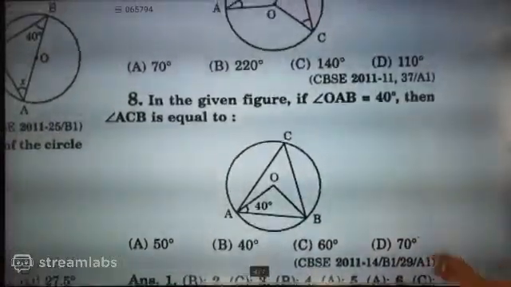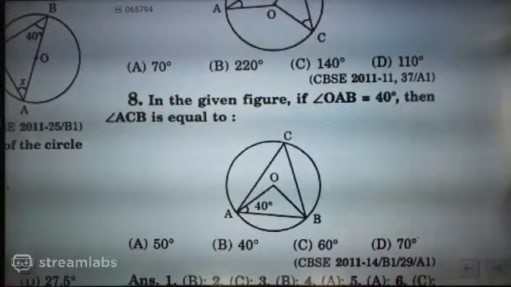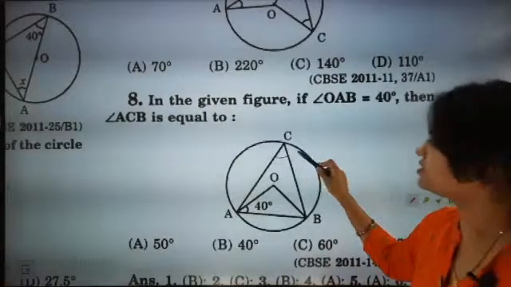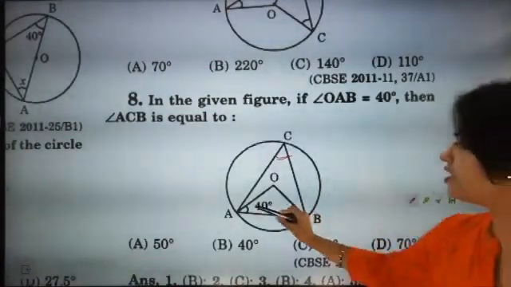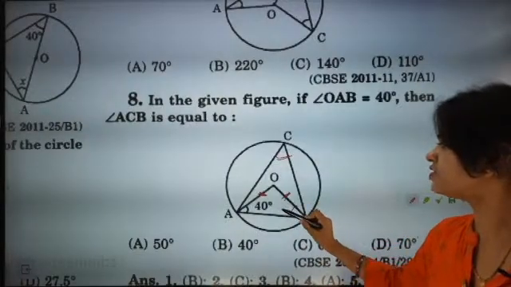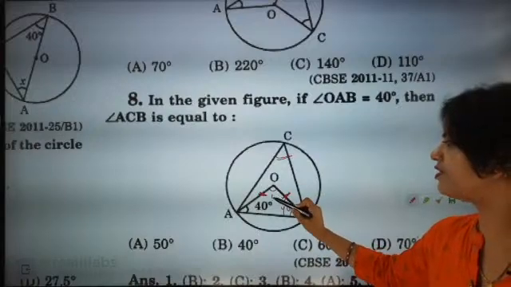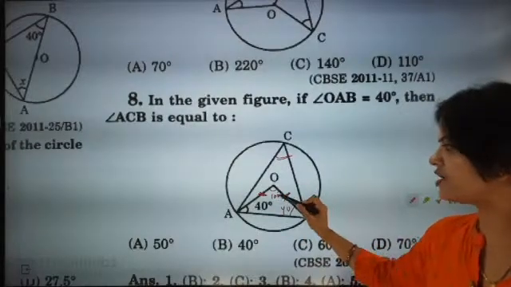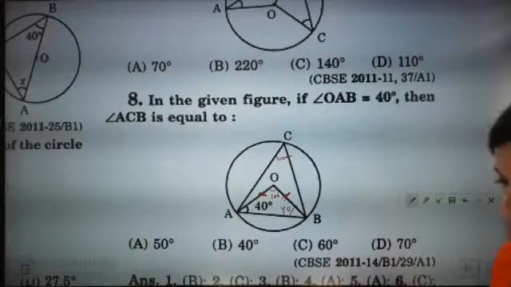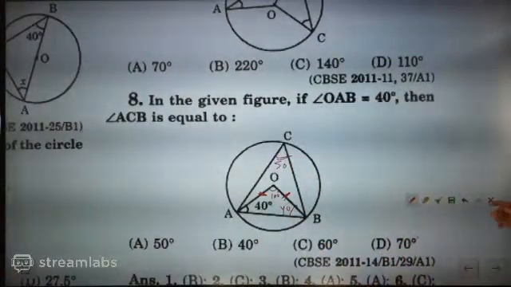Now go for this question. In the given figure, angle OAB is equal to 40 degrees. Then what will be angle ACB? You have to find this angle. Come on, tell the answer. You know that this is 40. Since this is a radius, this part will be equal to this, so this will also be 40. Then this one will become 100, by the sum of angles of a triangle. If this is 100, then this one should be 50. Absolutely correct.